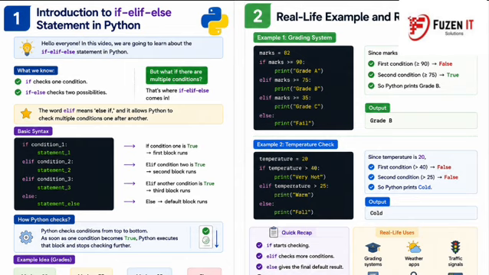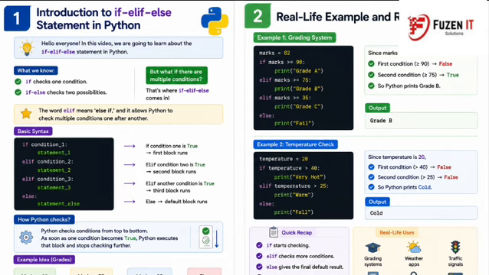Now let's understand with a practical example. Marks equals 82. If marks greater than or equal to 90, print grade A. Else if marks greater than or equal to 75, print grade B. Else if marks greater than or equal to 35, print grade C. Else print fail. Since marks are 82, the first condition is false. The second condition is true, so Python prints grade B.